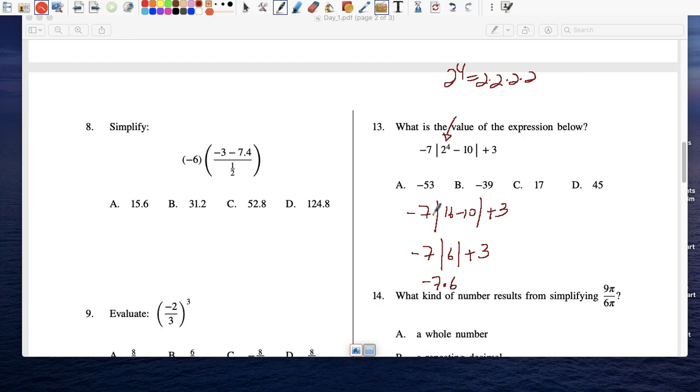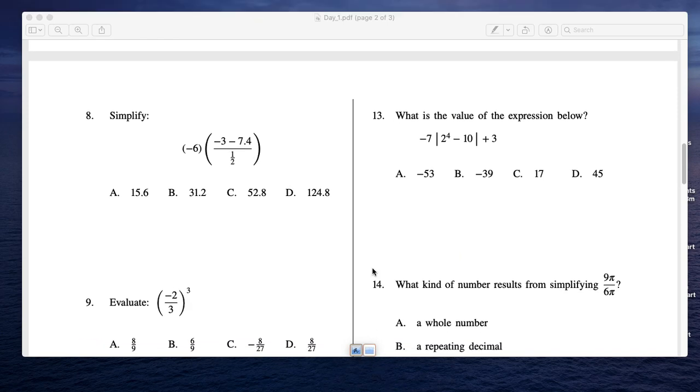Remember, there was a multiplication sign here. It's invisible, but it's there, even over here. Negative 7 times 6 is negative 42 plus 3, and that's equal to negative 39. Do we have that? Yeah, we do. Right here.